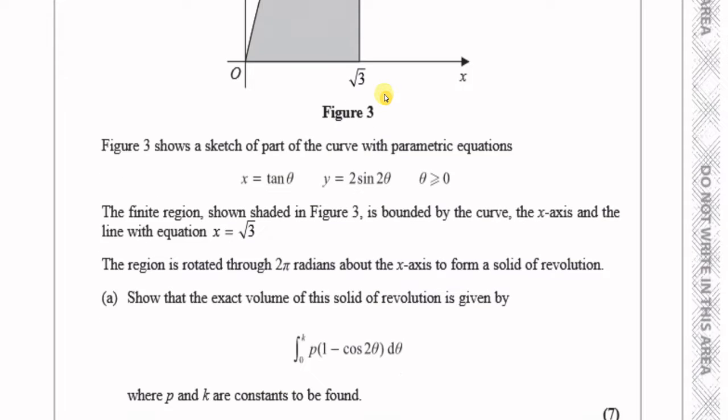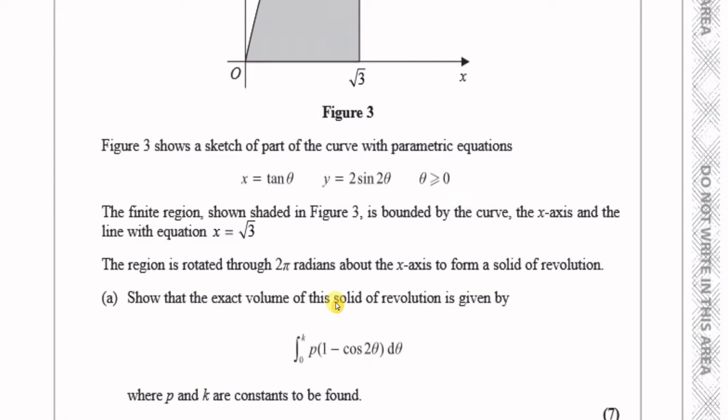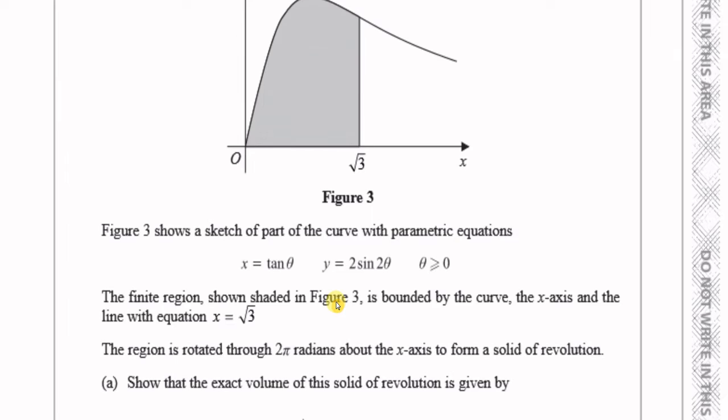Show that the exact volume of this solid of revolution is given by this formula, and you've got the integral between 0 and k of p times 1 minus cosine 2 theta with respect to theta, where p and k are constants to be found. Okay, so I'm going to deal with this question now.